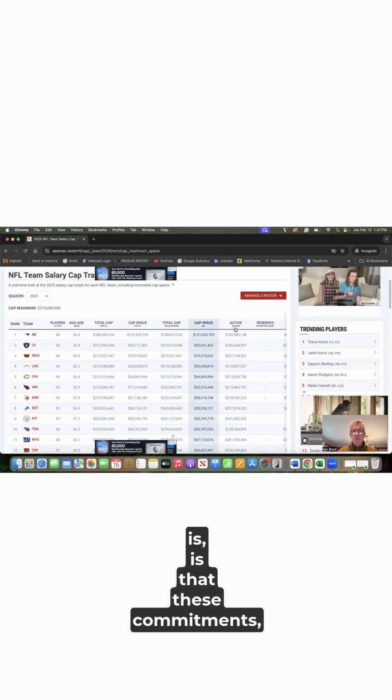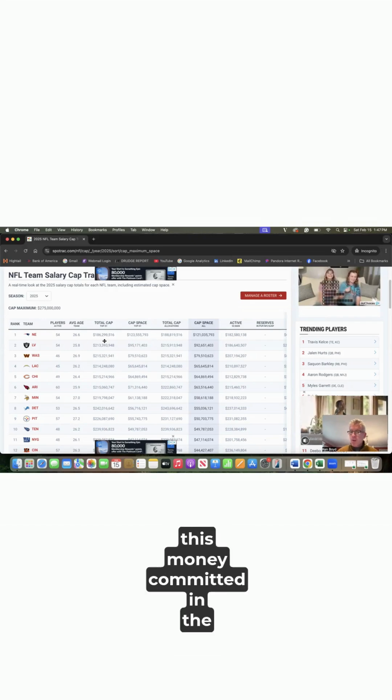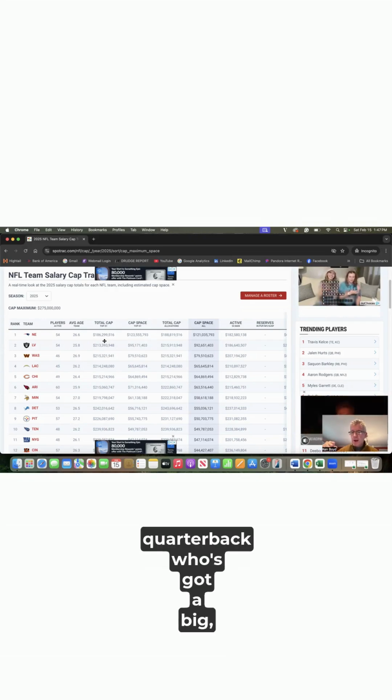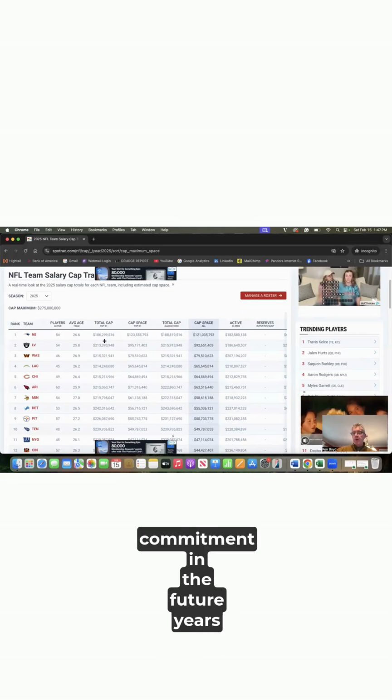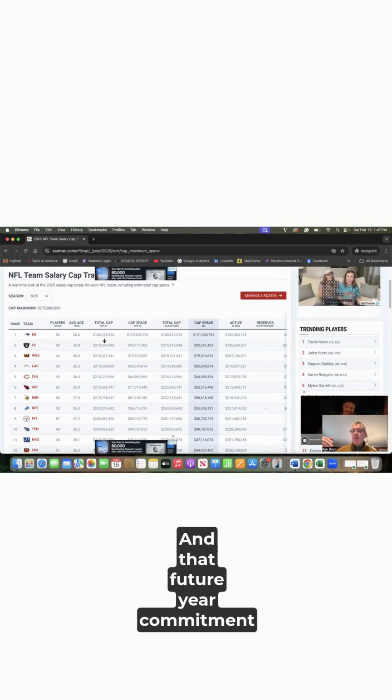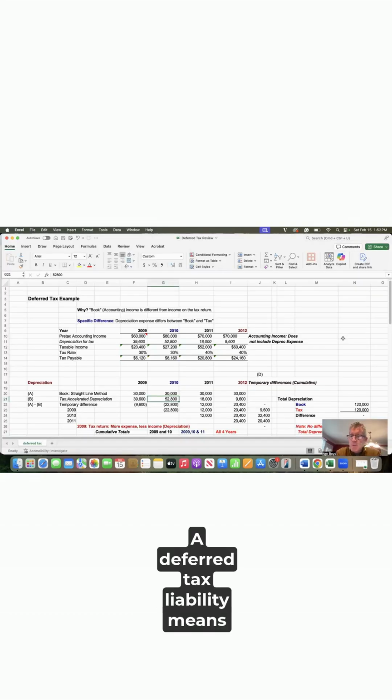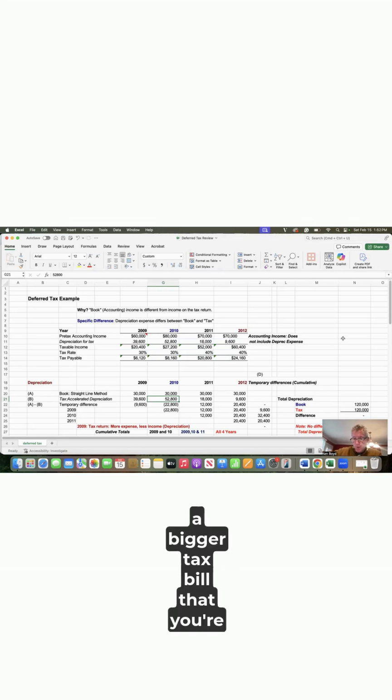What's important to keep in mind is that these commitments, this money committed in the future, is a future liability for the team. If you've got a great NFL quarterback who's got a big cap number, you'll hear the term cap number, that means there's a big commitment into future years to pay that player. And that future year commitment or liability is a great way to think about deferred tax liabilities and deferred tax assets. Basics: a deferred tax liability means that you have a future liability, a bigger tax bill that you're going to have to pay. A deferred tax asset is the opposite, meaning that you have a future deduction, a future reduction in your tax liability in a future year.